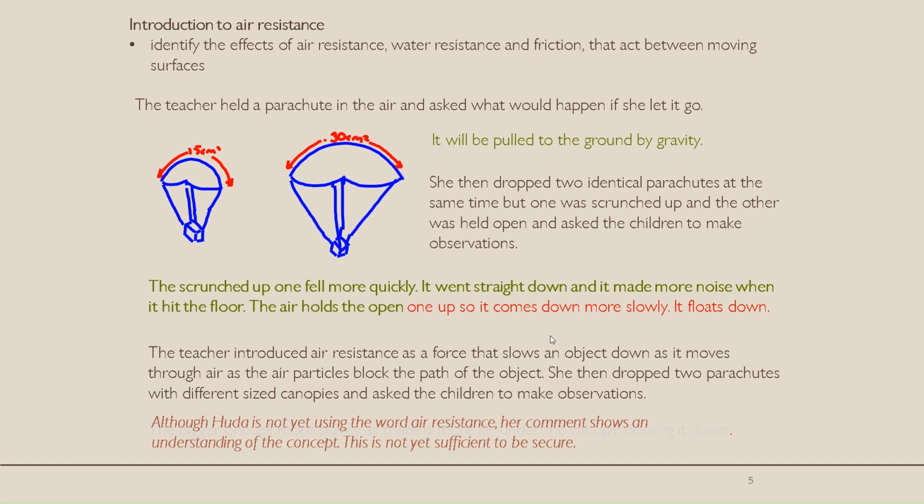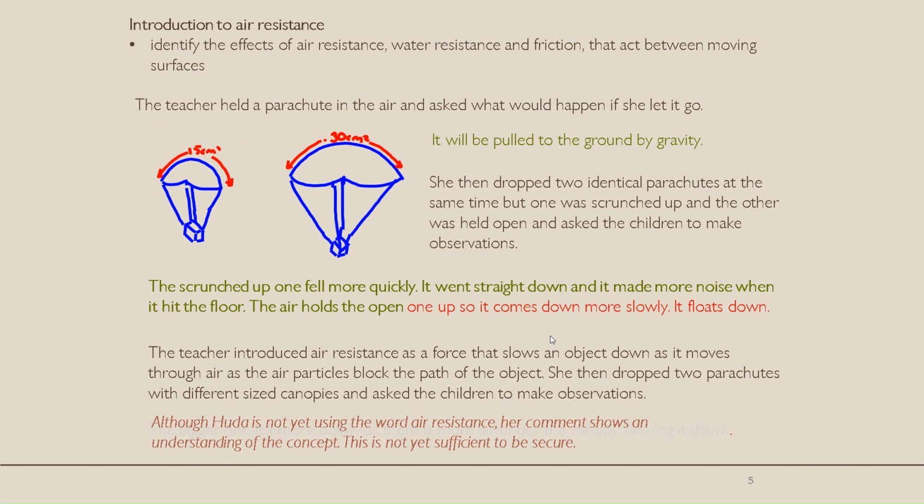The scrunched up one fell more quickly, it went straight down, and it made more noise when it hit the floor. The air holds the open one up so it comes down more slowly. It floats down. The teacher introduced air resistance as a force that slows an object down as it moves through air, as the air particles block the path of the object.